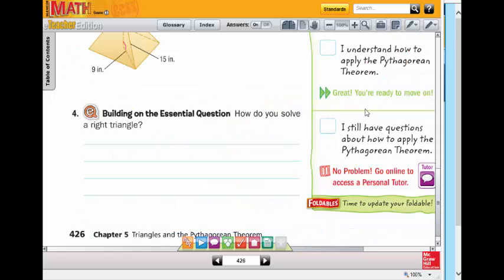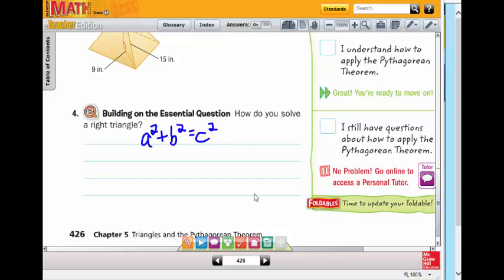Problem number 4, building on the essential question. How do you solve a right triangle? Well, I'll talk this through in words and then we'll turn the answer on and you can take another look at that. But how do you solve a right triangle? Well, it comes down to one of two things. Either you're looking for a hypotenuse or you are looking for a leg. And in every case, you're going to use the equation a squared plus b squared equals c squared.